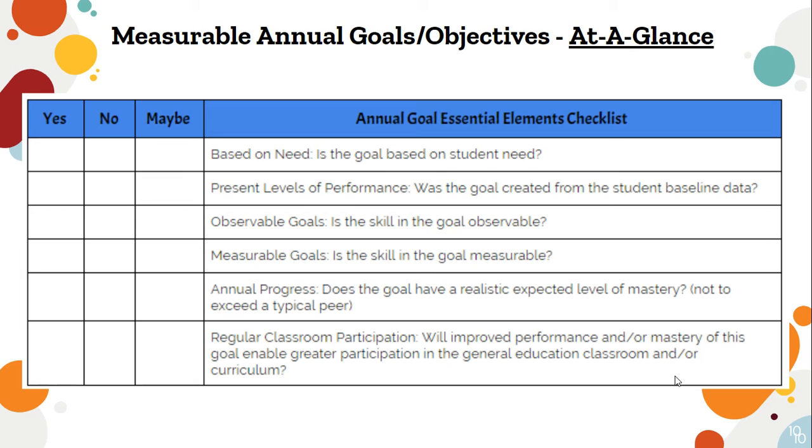At the bottom of the graphic organizer, there is a checklist that you should go through after you have written each annual goal and each objective. If you can answer yes to each of these items, your goal and objectives should be not only compliant, but will truly meet the needs of the students.